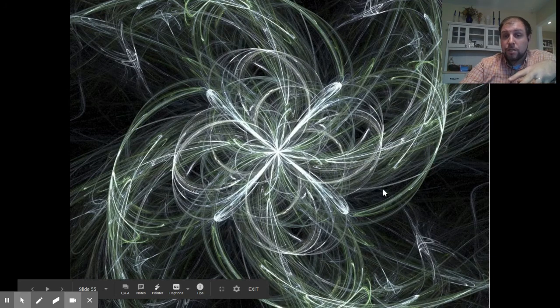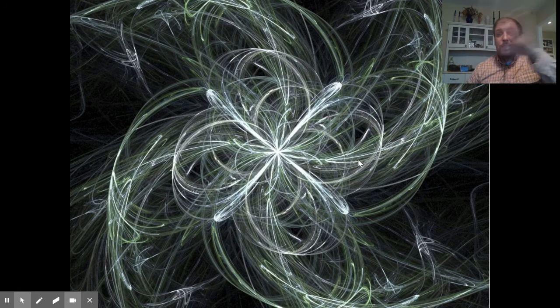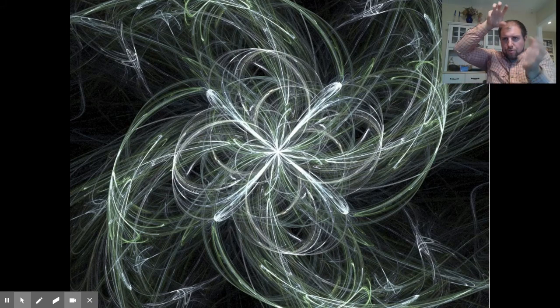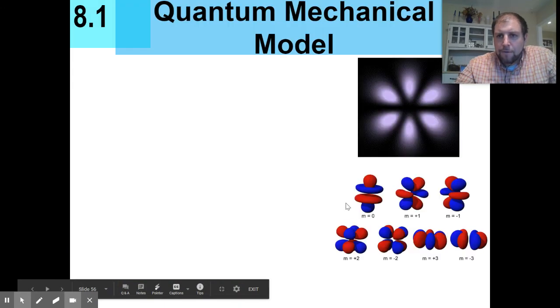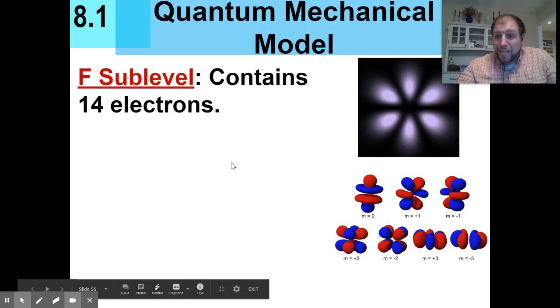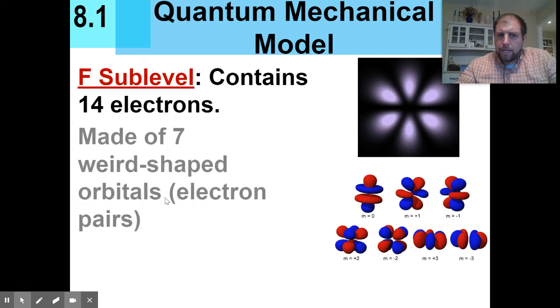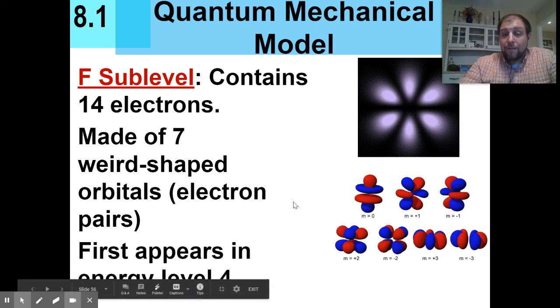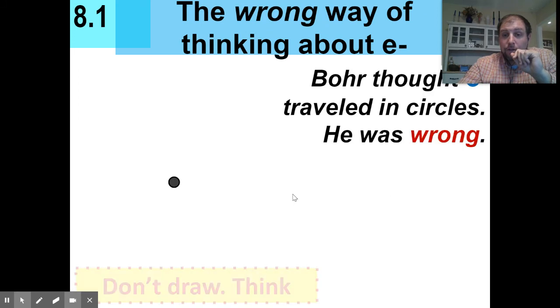Okay, again, here's an artist's representation of what one of these clover-shaped d sublevel clouds looks like. And there would be 5 of these things interlocking, all right? 2 electrons in a clover, 2 more electrons in a clover, 2 more in a clover, 2 more in a clover, and then 2 more in a clover for a total of 10, okay? There's an f sublevel that contains 14 electrons, but at that point it's just getting real funky looking, all right? It's made of 7 weirdly shaped clouds that all interlock to form the f sublevel, and that appears starting in energy level 4.